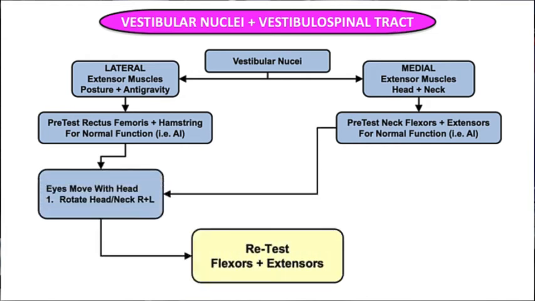Our next step now is to turn the head and neck from side to side, but have the eyes move with the head. So turning head side to side, eyes move with the head, then retest the neck flexors and extensors. Make sure you evaluate for autogenic inhibition in both cases, and then test the trunk flexors and extensors, rectus femoris and hamstrings, and also determine if autogenic inhibition is normally functioning. Stay with me now.